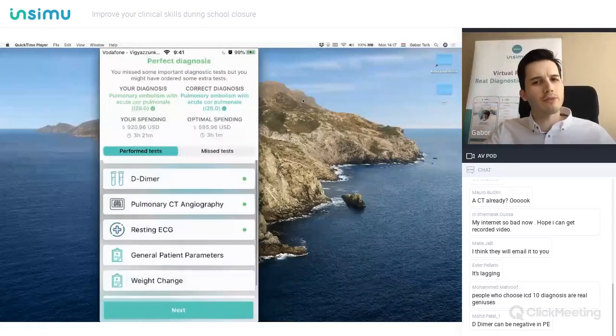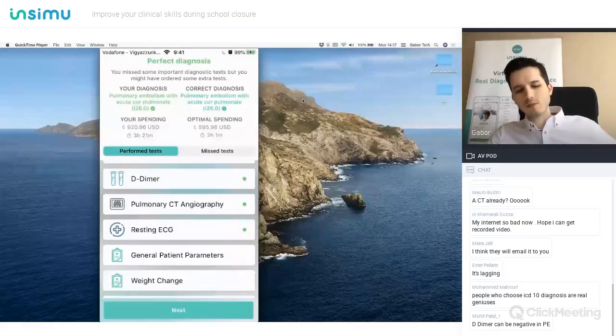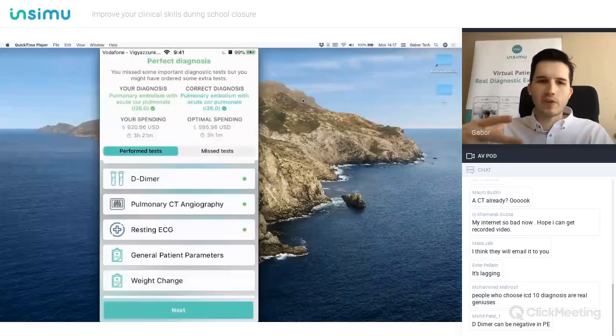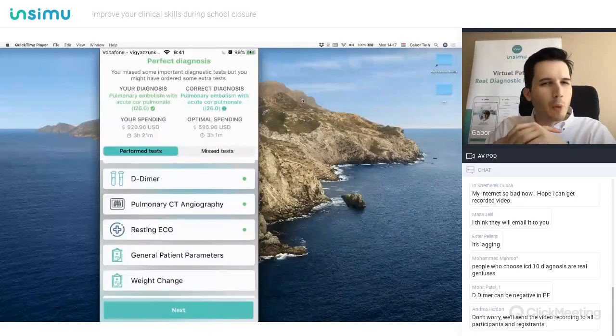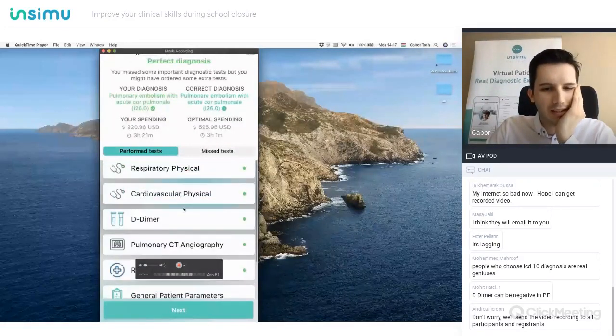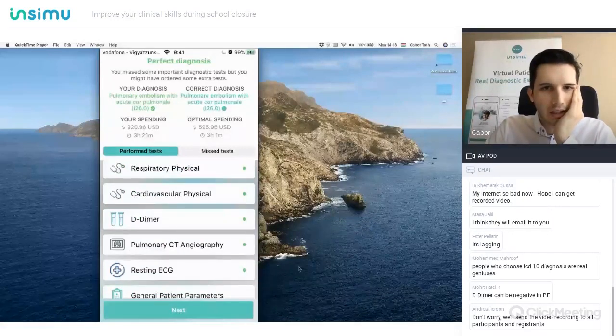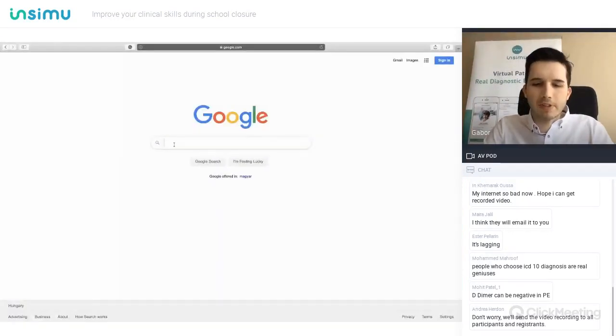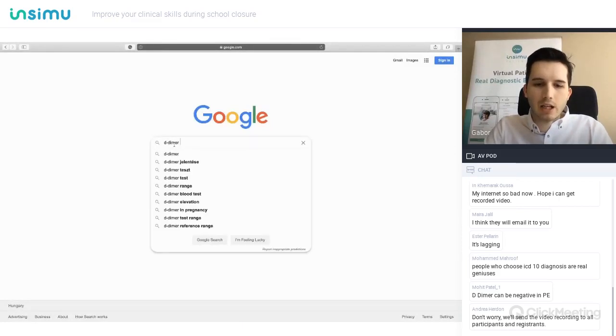So if I'm unsure of something, what I do is not only just finish the case and start a new case, but do a bit more of a deep dive so that I remember more on what I've learned, what I've experienced with this patient, and why I made those mistakes. What is interesting to me is it's D-dimer negative. Could this happen? And I usually just Google that, D-dimer negative with PE.